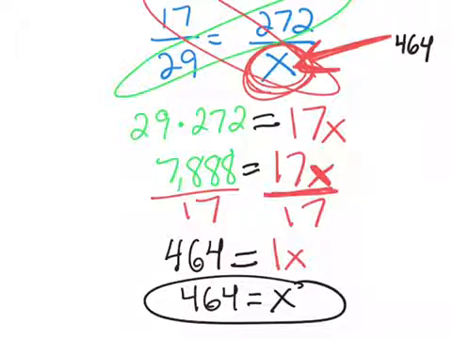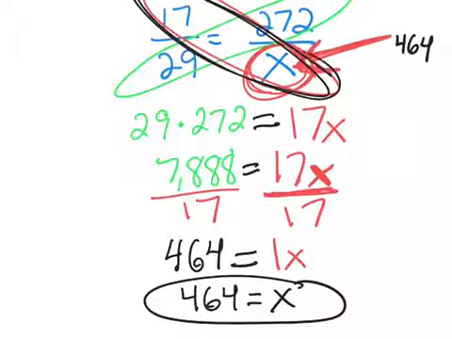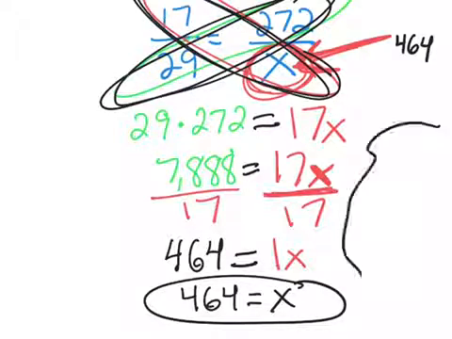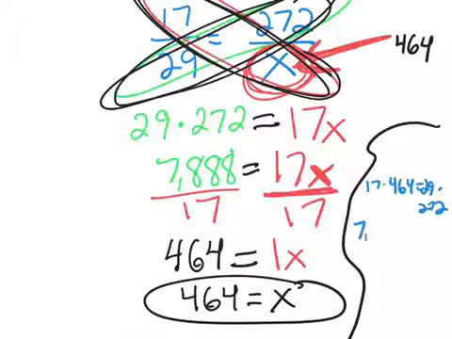You can double check that on your own, that 17 times 464 is in fact the same as 29 times 272. Actually, I'll do it right over here just to show you. 17 times 464 should be equal to 29 times 272. And if you use your calculator or you do it by hand, both sides are in fact equal to 7,888. So that's how you can check your work to make sure you're correct.